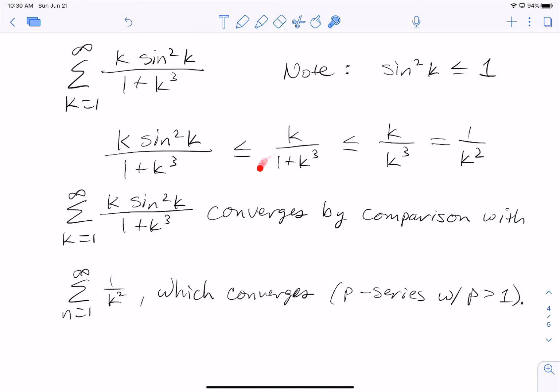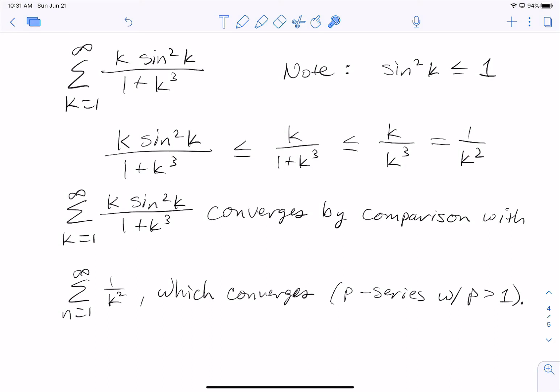Again, we're going to kind of neglect the 1 here, and I'm going to compare k over 1 plus k cubed with k over k cubed. Since 1 plus k cubed is a larger denominator, we have a smaller overall result, and therefore we have that k over 1 plus k cubed is less than or equal to k over k cubed, which then reduces to 1 over k squared. We know that 1 over k squared is going to converge.